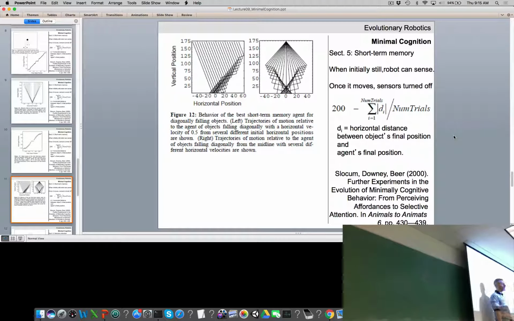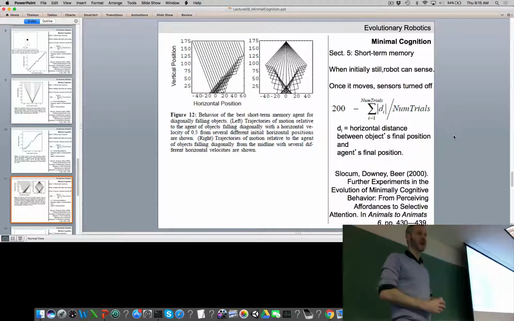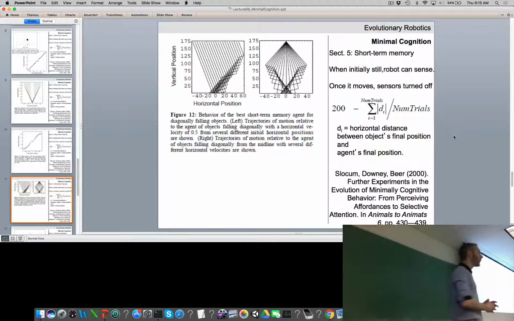Not doing great. All right, let's drop a whole bunch of objects from the center line, but let's drop them with different diagonal trajectories, and we see the same sort of thing, right? The robot holds still until the object leaves the cone of perception, and then it starts either jigging to the left or jigging to the right, and more or less catches it. Right? Okay, so just some visualizations of how the robot solves this task, which is a good one, right?